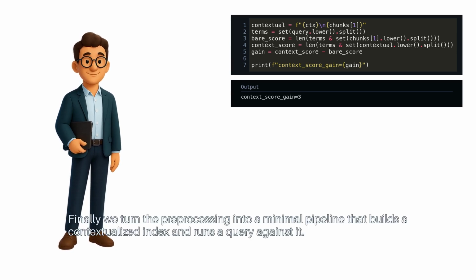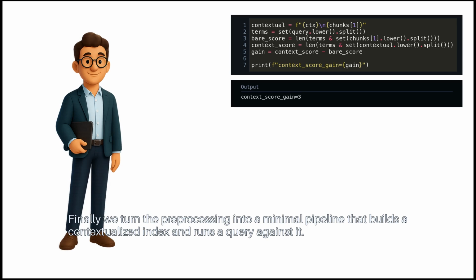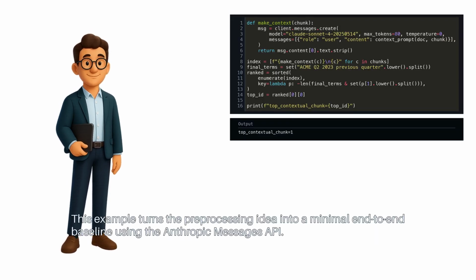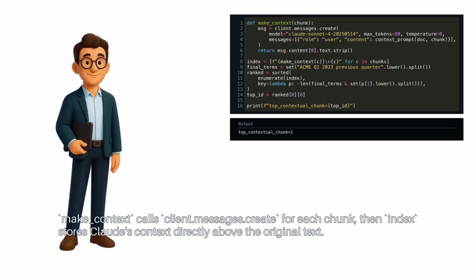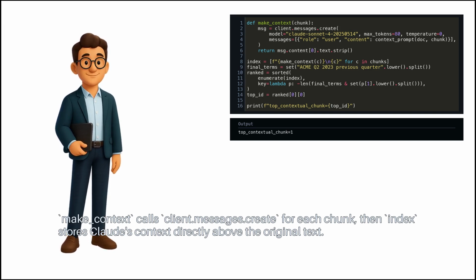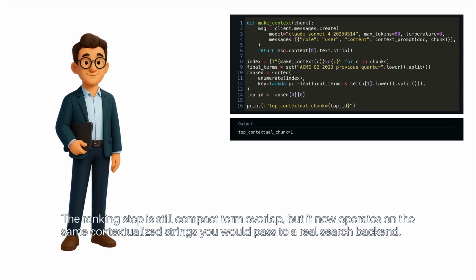Finally, we turn the preprocessing into a minimal pipeline that builds a contextualized index and runs a query against it. This example turns the preprocessing idea into a minimal end-to-end baseline using the Anthropic Messages API. Make context calls client.messages.create for each chunk. Then the index stores Claude's context directly above the original text. The ranking step is still compact term overlap, but it now operates on the same contextualized strings you would pass to a real search backend.